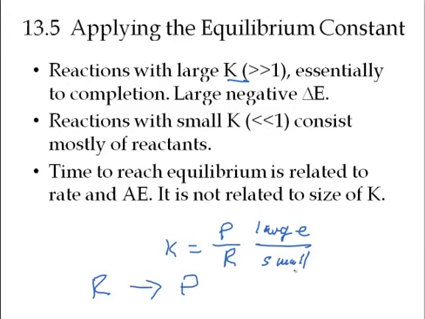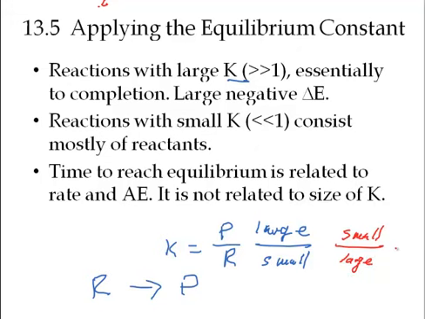Now the opposite, if you have a very small K, and we're going to be dealing with a very small K quite a bit. On a very small K, our product value would be small, and our reactant value would be large.